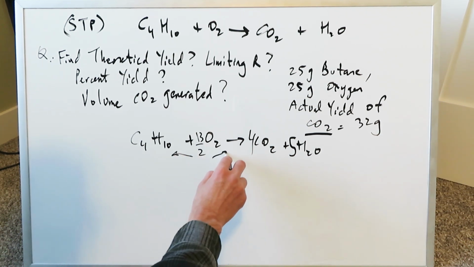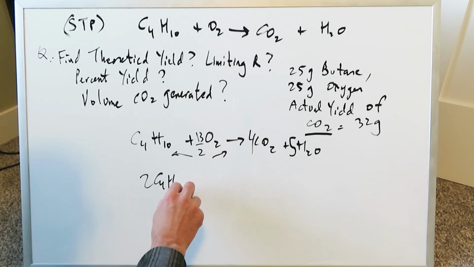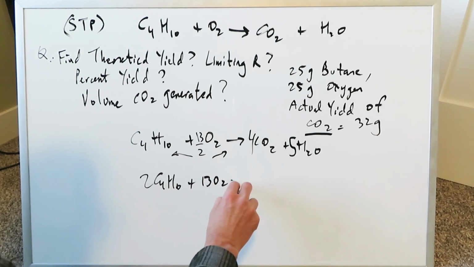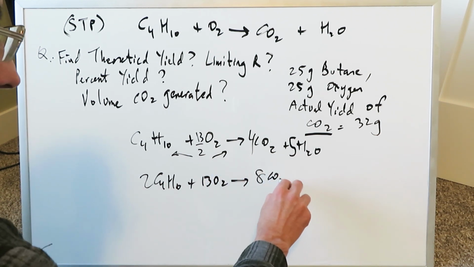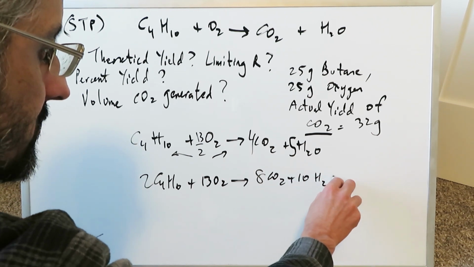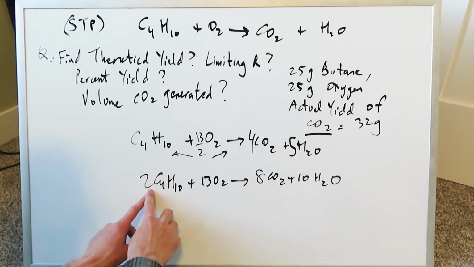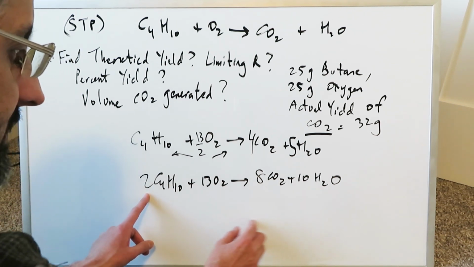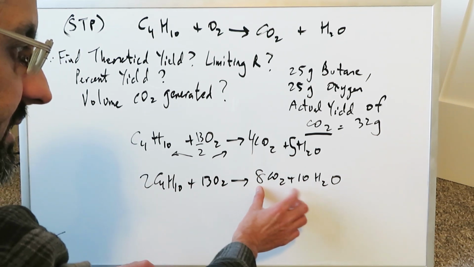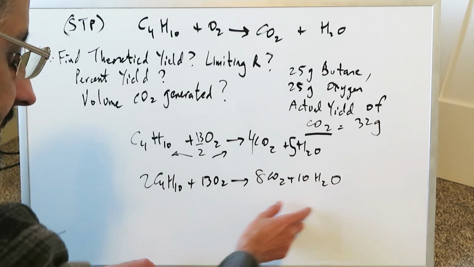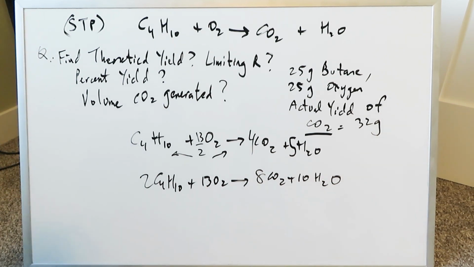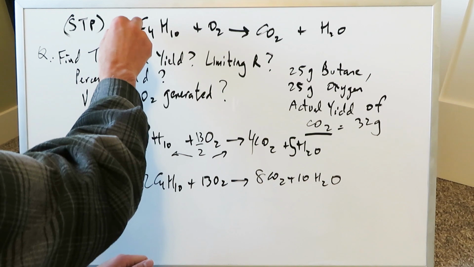Cross multiply the fraction everywhere. You'll have 2C4H10 plus 13O2 gives 8CO2 plus 10H2O. Now verify everything. I have 8 carbons, we're good. I have 20 hydrogens. I have 8 times 2, 16, plus 10, 26 oxygens, and 13 times 2 is 26. So my equation is balanced and everything looks good.